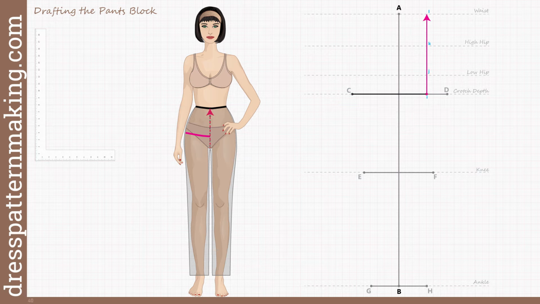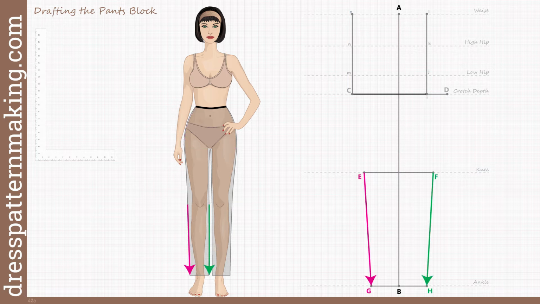Now draw a line straight up from point I at right angles to the C to D line until it touches the waist. Mark point J where it crosses the low hip line, mark point K where it crosses the high hip line, and mark point L where it touches the waist. Draw a line up from point C to meet the waistline. Mark point M where it crosses the low hip line, mark point N where it crosses the high hip line, and mark point O where it touches the waistline.